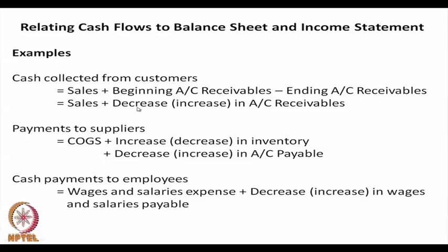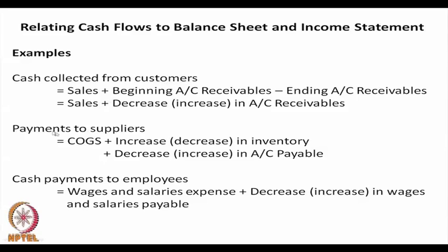Therefore, if we maintain a balance sheet, we can find out the accounts receivables of last year and this year, and add to it the sales that appear in the income statement. These two appear on the asset side of the financial statements. Then we get cash collected from customers.